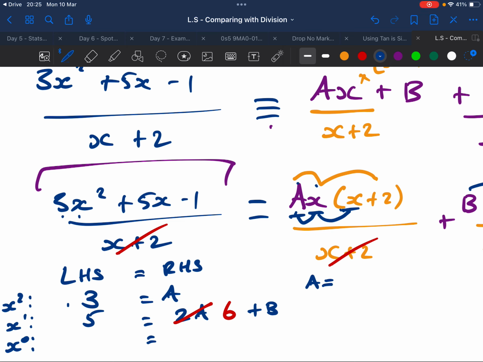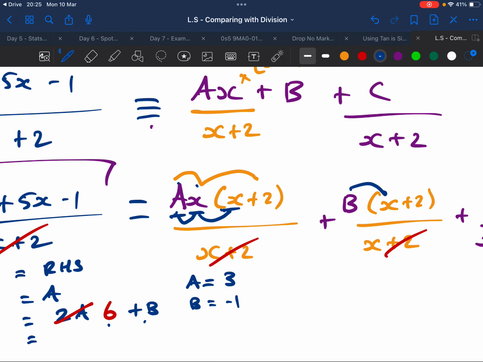So what you can start to do here is say, well, a is 3. That didn't take too much work. B, what does b have to be? B has to be -1. And now, if we do this one more time, we should find out what c is as well. On the left-hand side, there's -1 for the constant term. Over here, ax, none of this is going to give me a constant.